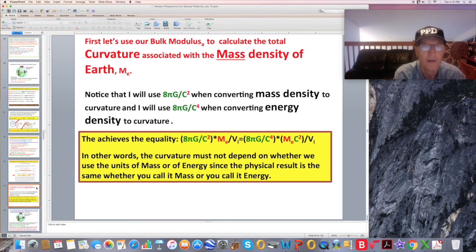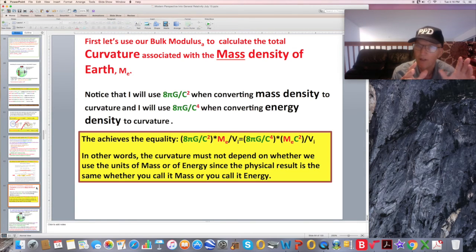Now we're going to calculate the total curvature associated with the mass density of the Earth, and I'll show you my drawing of what that looks like. Notice that I will use 8 pi G over c squared when converting mass density to curvature, and I'll use 8 pi G over c to the fourth when converting energy density to curvature. That's because it works out the same thing. You just have to take into account the units.